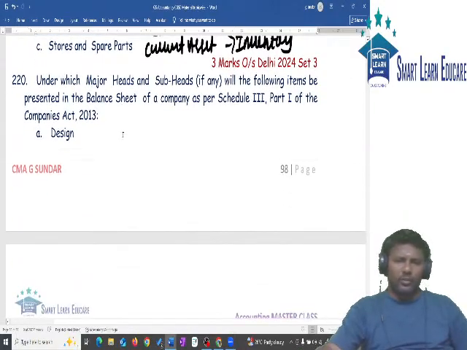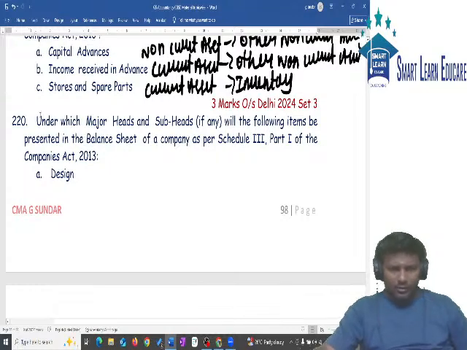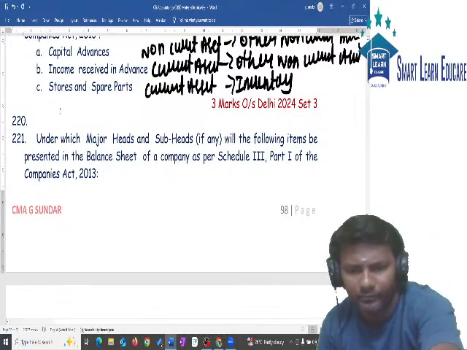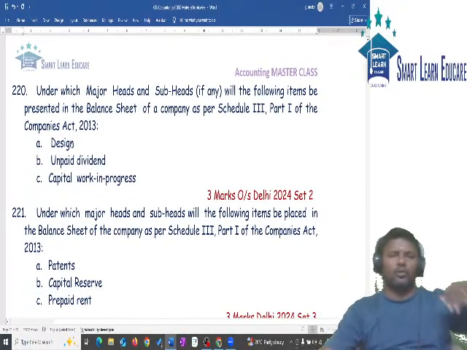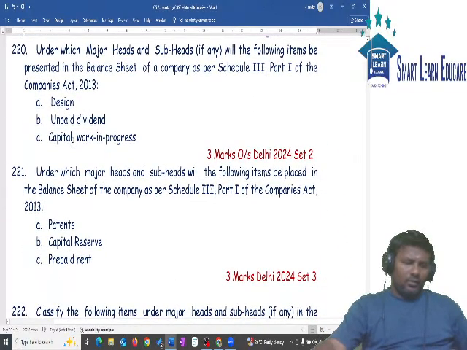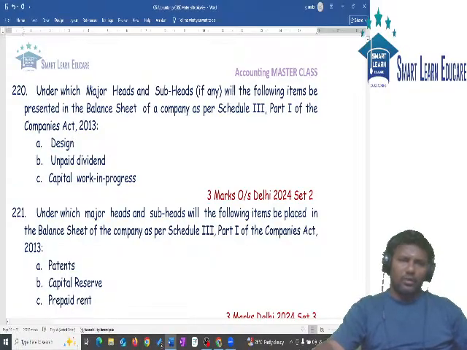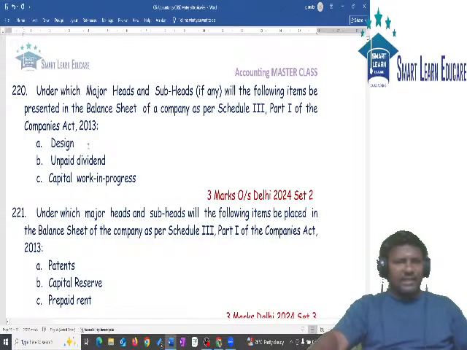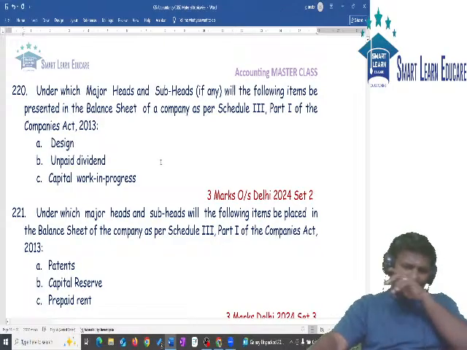Next, question number 220. Under which of the major heads and subheads do the following items come under the balance sheet? Design, unpaid dividend, capital work in progress.